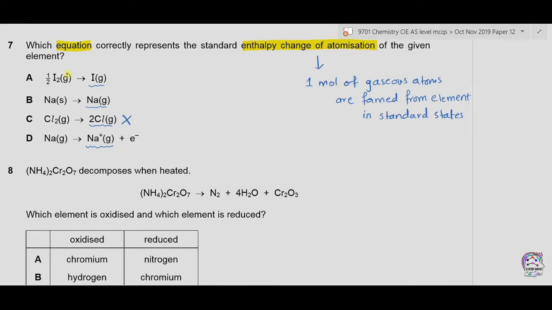In A we have iodine which is in gaseous state. Now iodine is normally in solid state, it is not gaseous. So A is incorrect. In B we have solid sodium which converts into a sodium atom. So this could be correct. In D we can see a sodium atom is converted into a sodium ion. So therefore this is ionization energy. So D is also incorrect. The correct option is B.